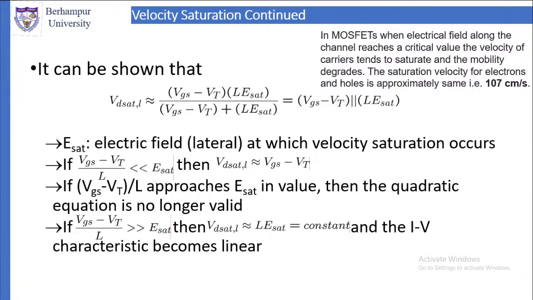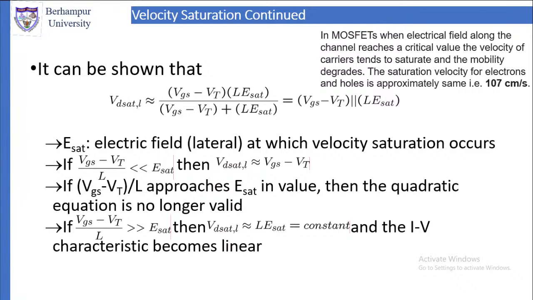Once it saturates, then the mobility degrades. Because it has remained constant, so mobility will not increase, so mobility will degrade. This saturation is what is called saturation velocity. The saturation velocity of electrons and holes, both are carriers for n-type and p-types, electrons and holes are carriers. This is approximately 10^7 cm per second.